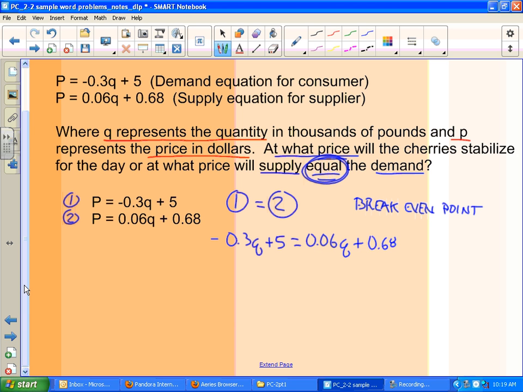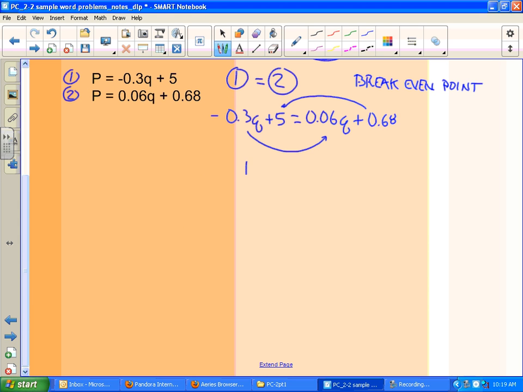Move all my Q's around. I like to make my variable terms become positive. So I'd add 0.3Q to the right and make that one go this way, and bring the 0.68 to the other side. And I would create a situation where I have 4.32 is equal to 0.36 Q's. All right, calculator people, give me an answer here.